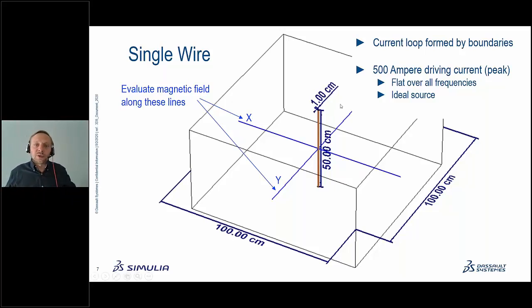So we have a single wire which is connected to the boundaries here, and we would like to see the magnetic field which is created by the wire when there is 500 amperes. That's somewhere in the middle of the table that I showed you before, and I use a 500 ampere current, flat over all the frequency band. We look at the frequency from basically 1 hertz to 50 kilohertz, so really low frequency.